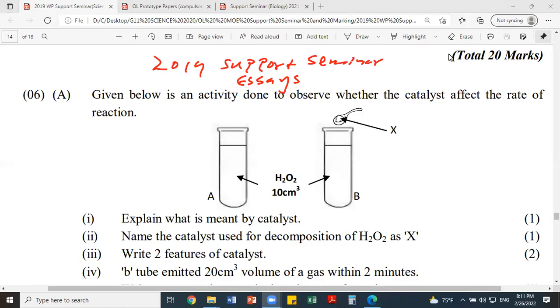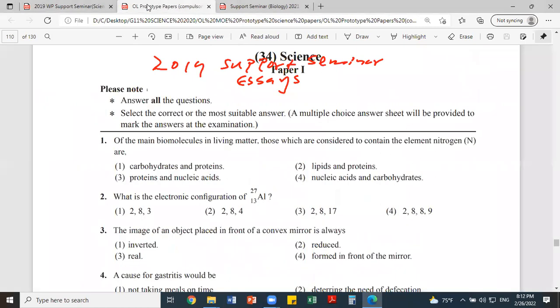Good evening, everyone. So last week we completed until question number 5 of the 2019 support seminar paper. We are going to complete the rest today, plus the prototype paper by the Department of Examination. In this prototype paper we also discussed 5 MCQs, and the rest I'll discuss today.